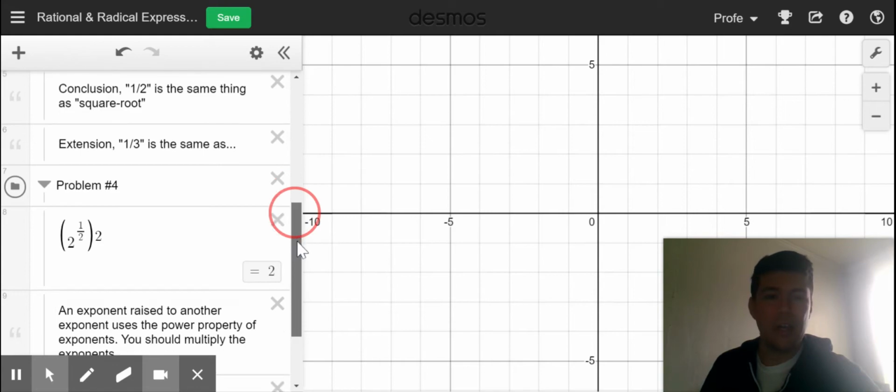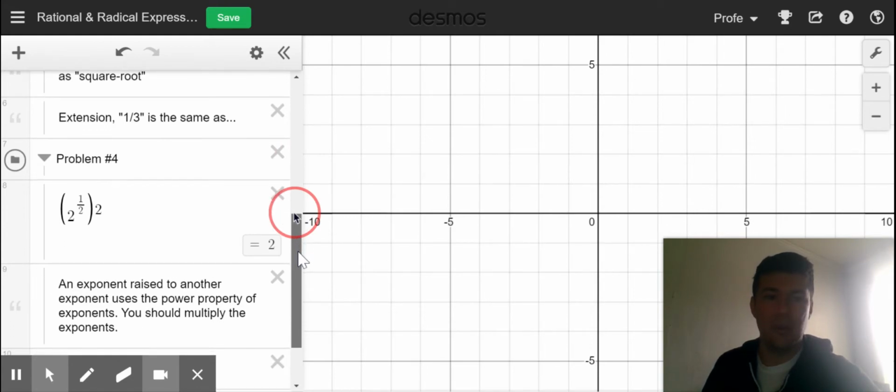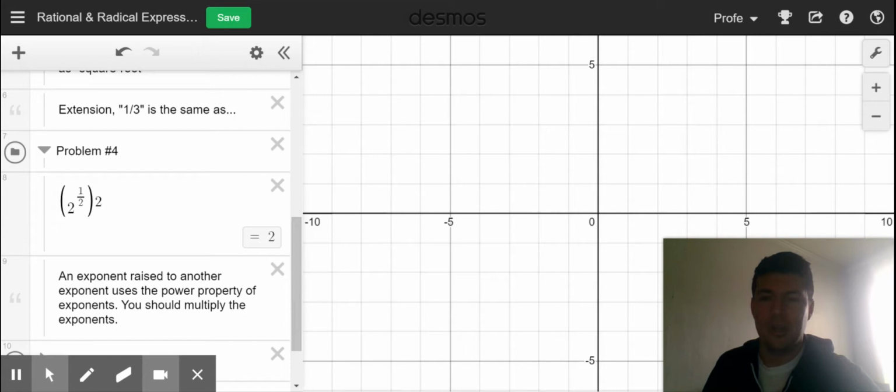Problem number 4. Now let's use numerical examples. Anytime you have a numerical example, you can just use Desmos and it'll give you the appropriate answer. So this is 2 to the 1/2 raised to the 2nd power, and it says the result is 2. Another way to think about this is that 2 to the 1/2 squared is really having an exponent raised to another exponent. So this 1/2 squared, you're going to multiply those two exponents. 1/2 times 2 is 1. Therefore, you're just doing 2 to the 1st power, which is 2.